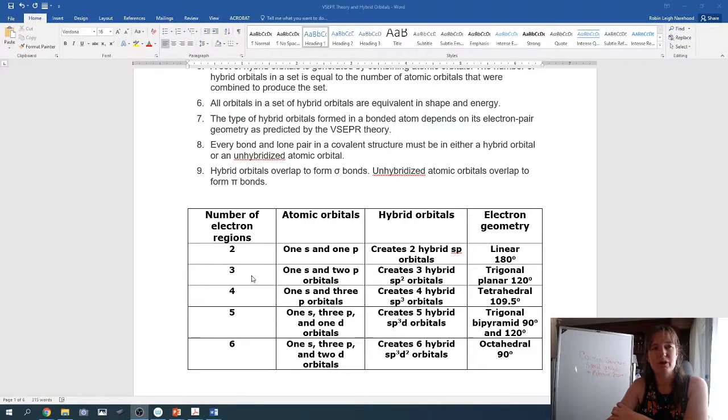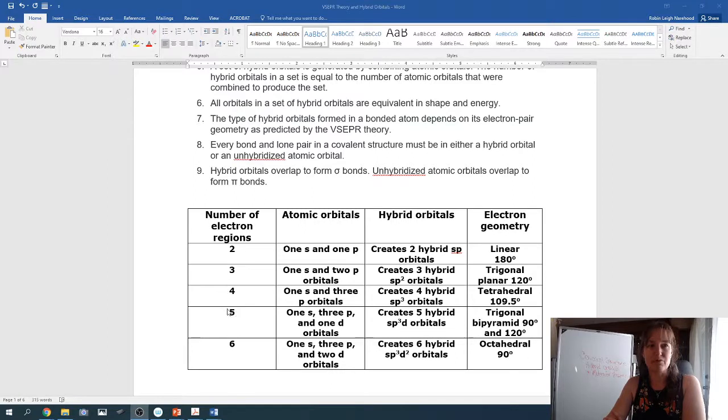If there are 3 regions, then we need 1 s orbital and 2 of the p orbitals, and that'll create 3 new orbitals. So you need 3 regions. You create 3 new hybrid orbitals that are called sp2 orbitals. That takes on a trigonal planar geometry, and it has 120-degree bond angles.